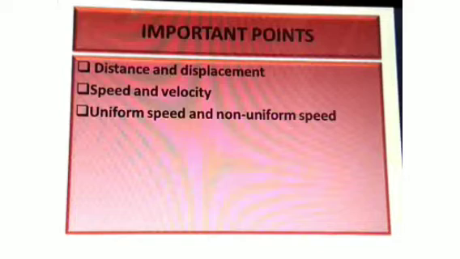Uniform speed and non-uniform speed. If an object travels equal distances in equal intervals of time, then the object is in uniform speed. If an object is traveling unequal distances in equal intervals of time, then the object is traveling with a non-uniform speed.